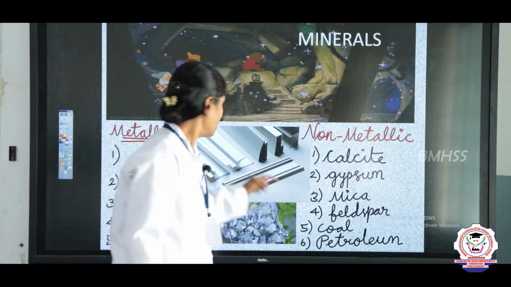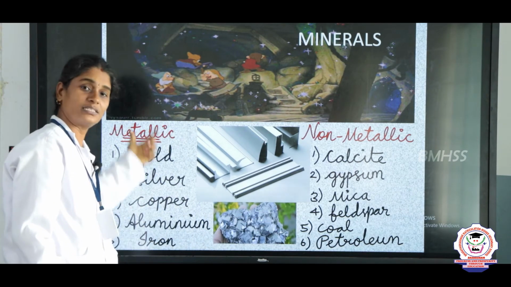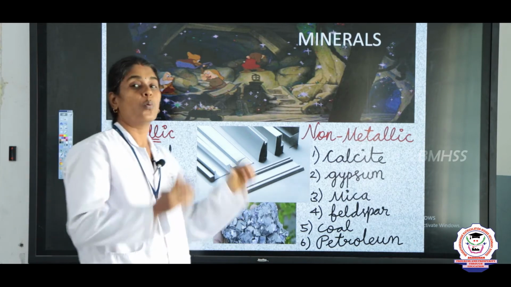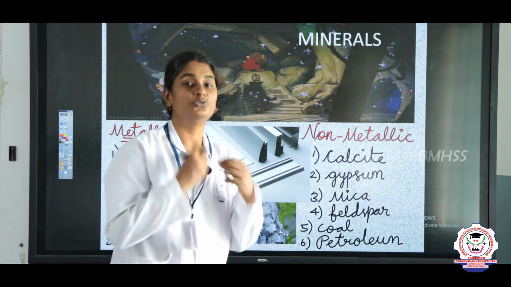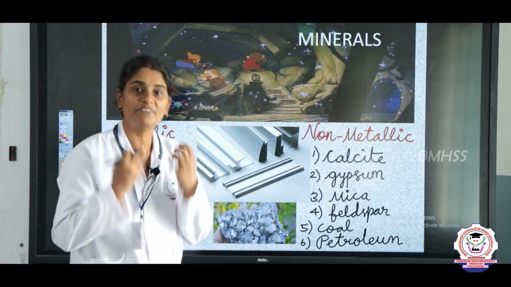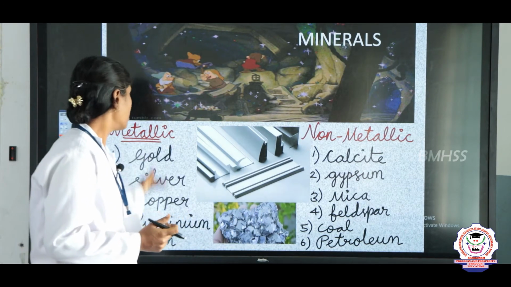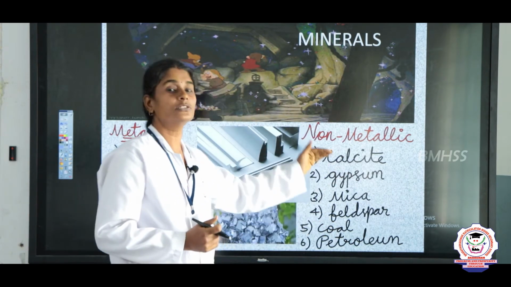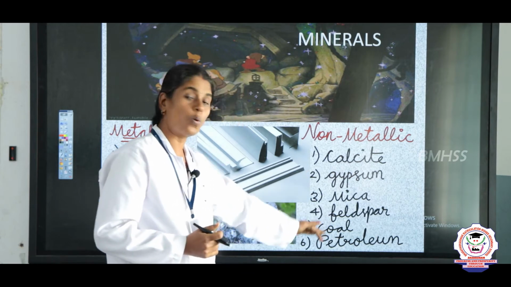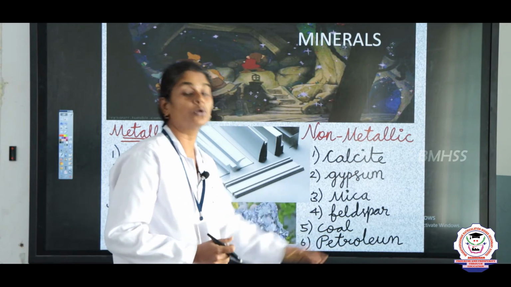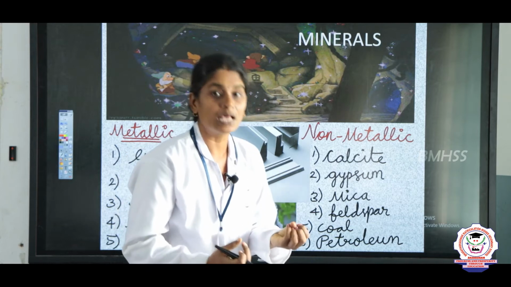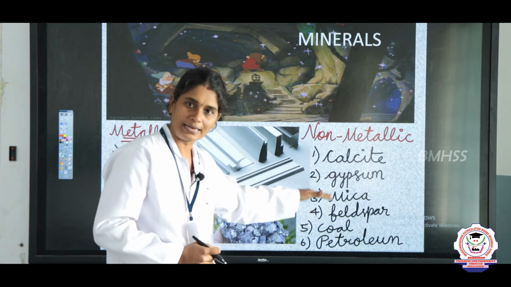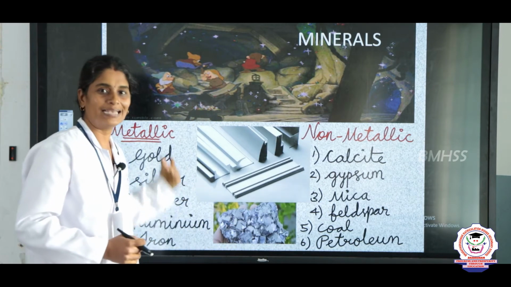These metallic minerals are used to make wires, utensils, jewelry, right, and then vehicles. So these metals are used in such ways. And among the non-metallic minerals, particularly coal and petroleum are valuable natural resources found under our earth, right.